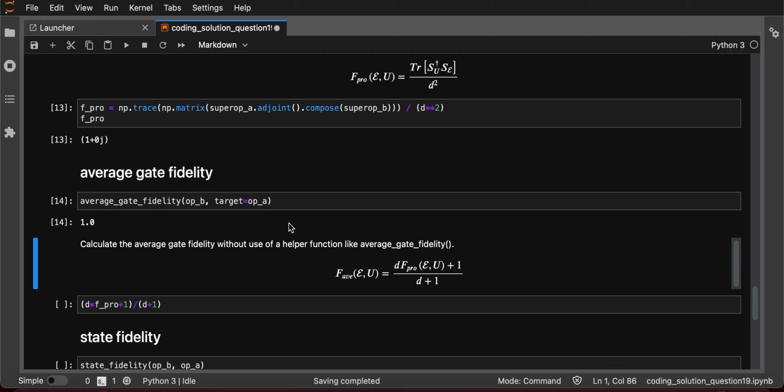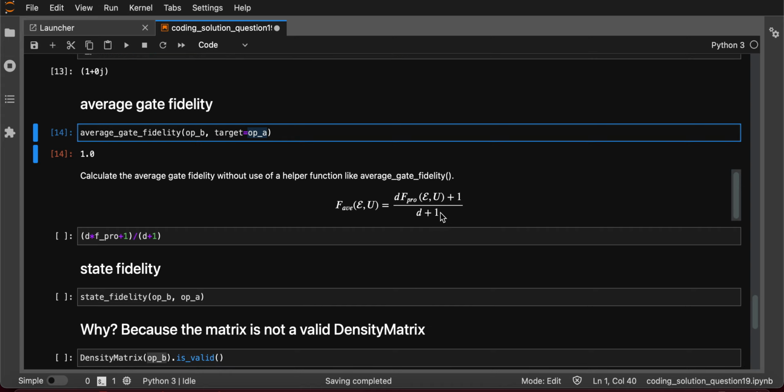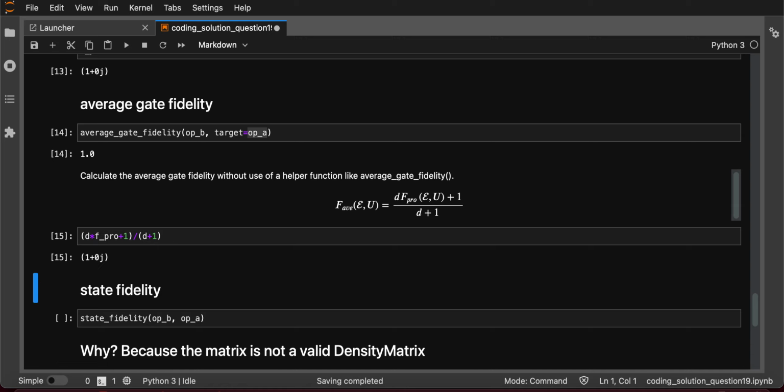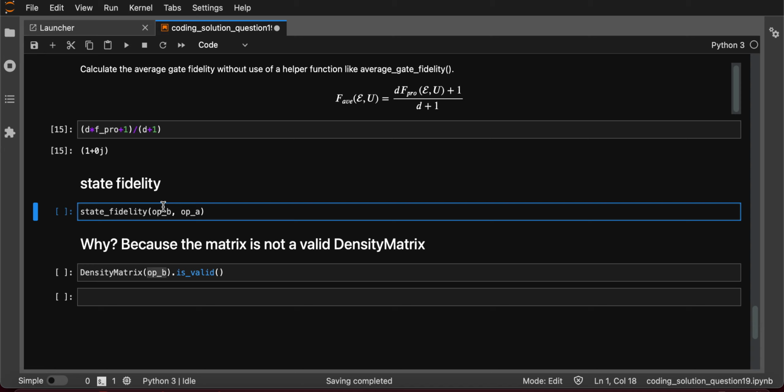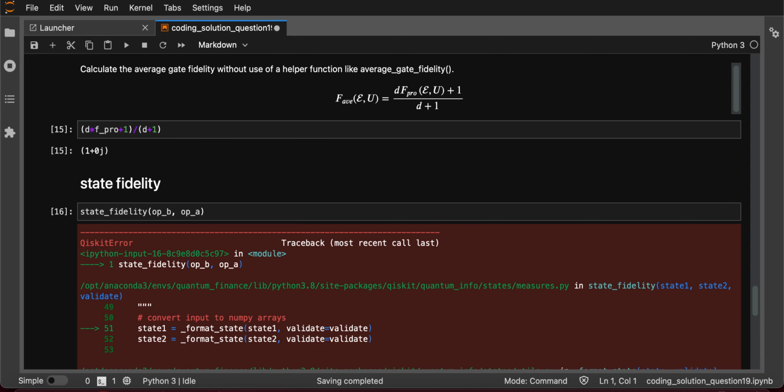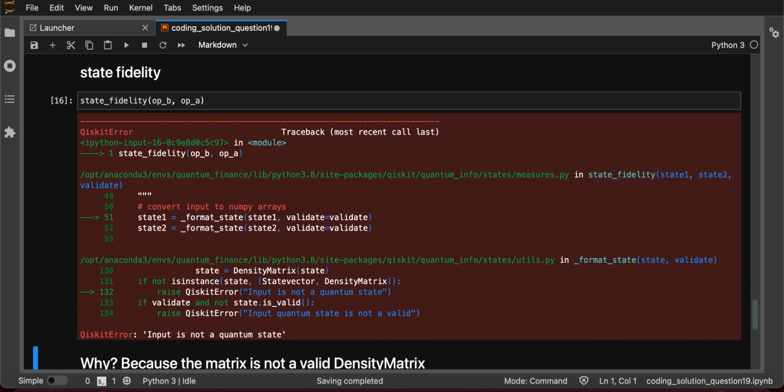Average gate fidelity can be computed similarly with the target. And we could do the math here using our fidelity of the process that we got from the previous execution to see it's also a 1. So what is the state fidelity? We get an error. Why is that?